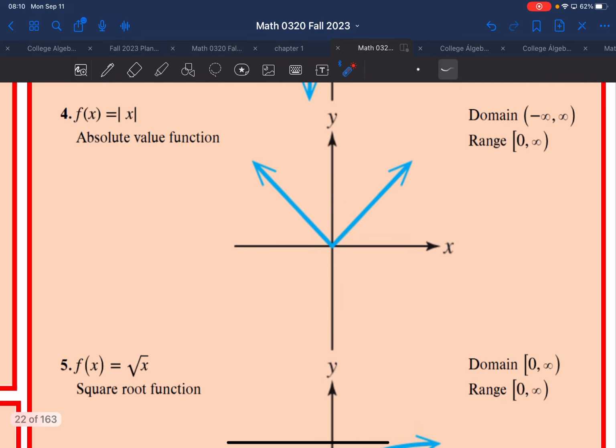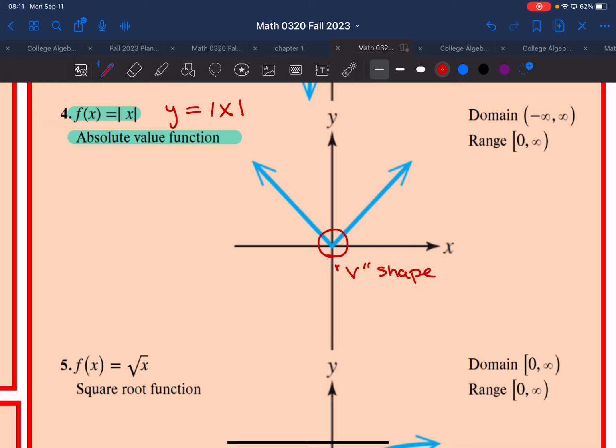Next is the absolute value function. The absolute value function is f of x is equal to the absolute value of x, or we could write this as y is equal to the absolute value of x. One way to identify this function easily is when you look at the vertex, or the point that is in the center, this forms a V. So it's a V shape. The only function that forms a V like that is the absolute value function.